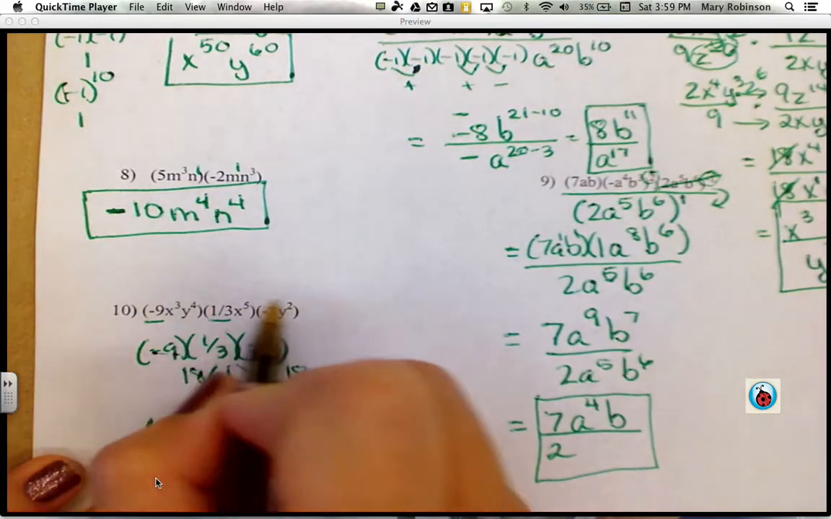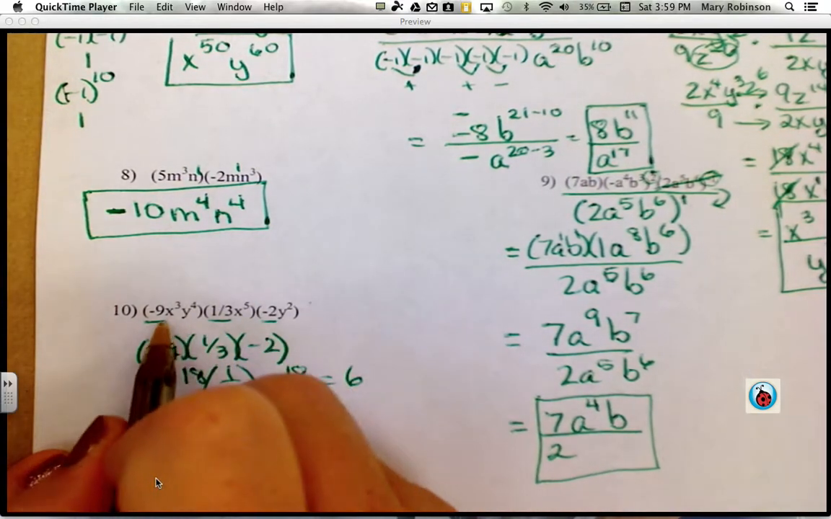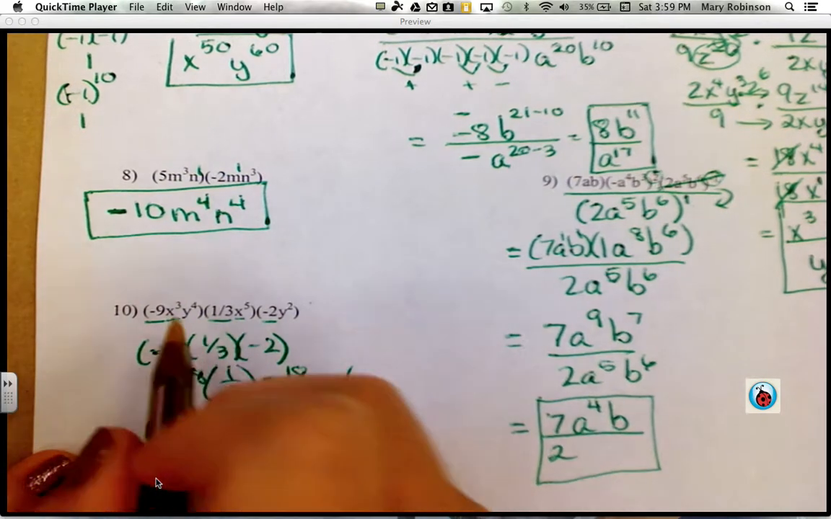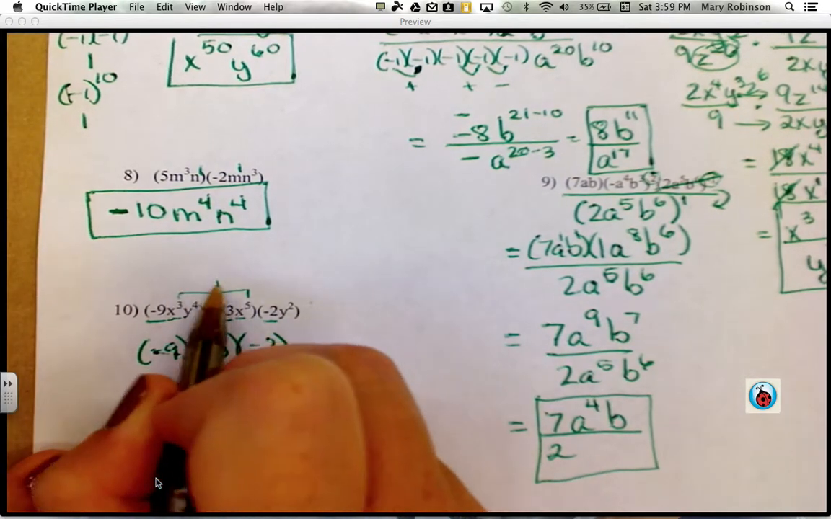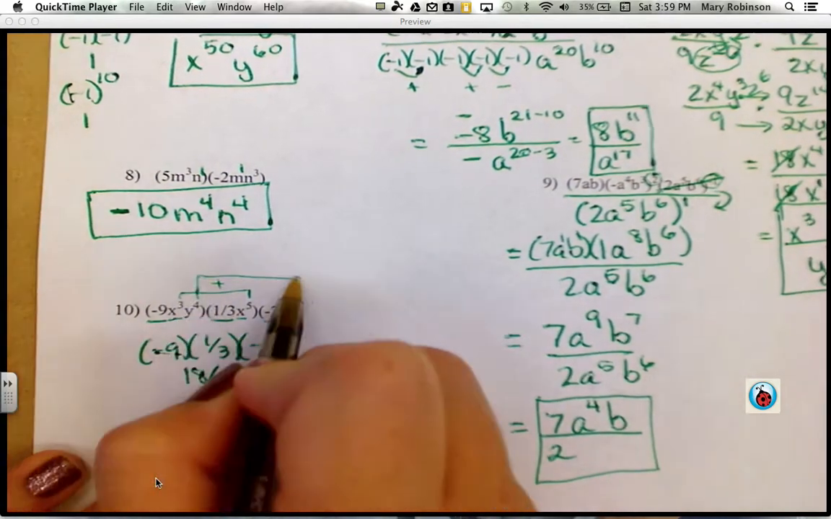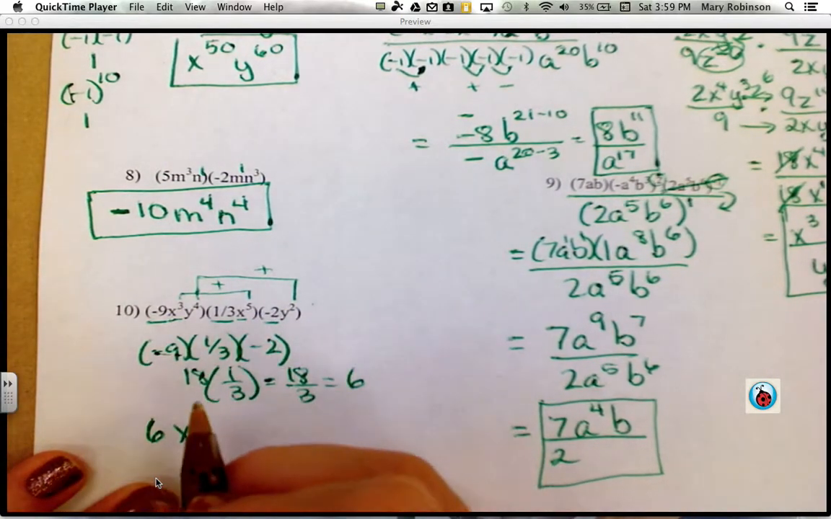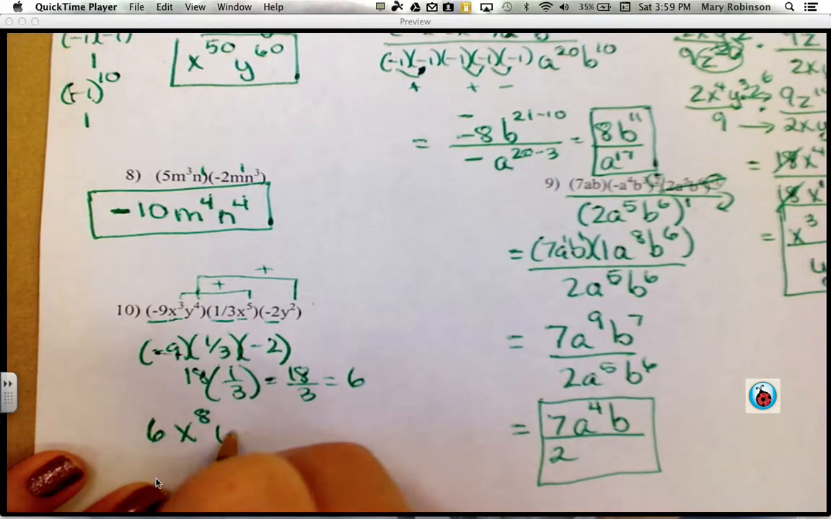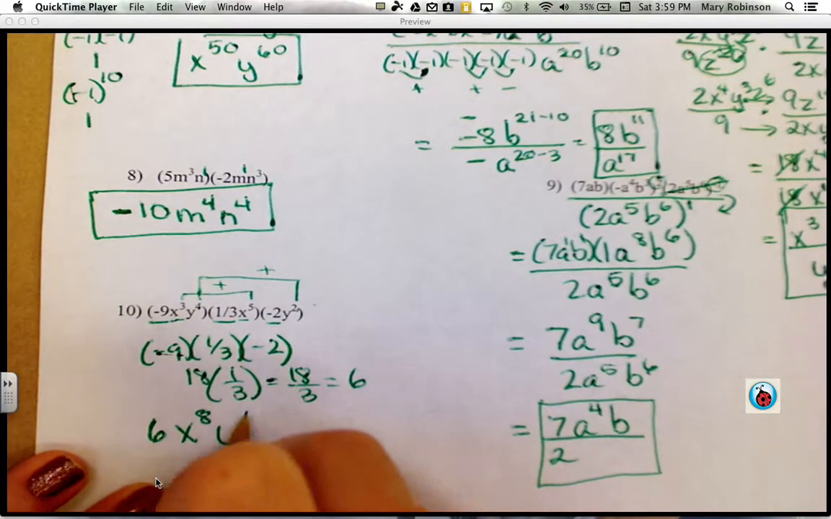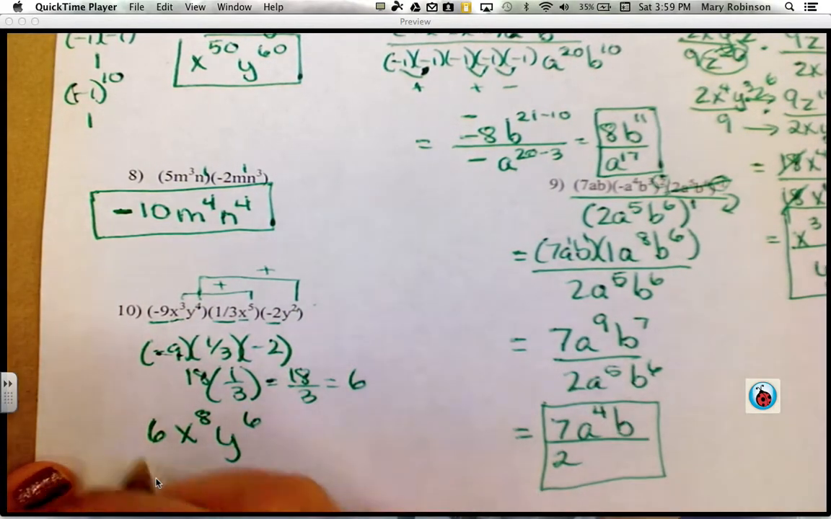Because I do not have exponents on the outside, I'm just moving straight into multiplying my x's, where I add my exponents. And I will do the same for my y's. So when I add 3 and 5, I get 8. And when I add 4 and 2, I get 6. And that's all there is to it.